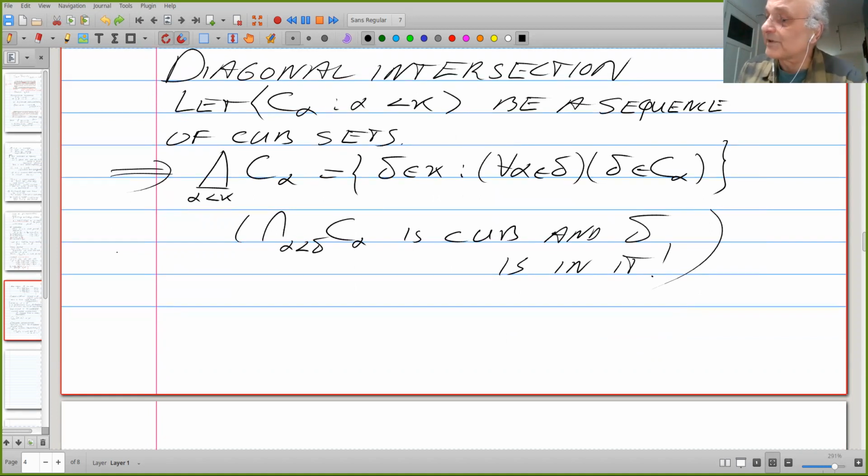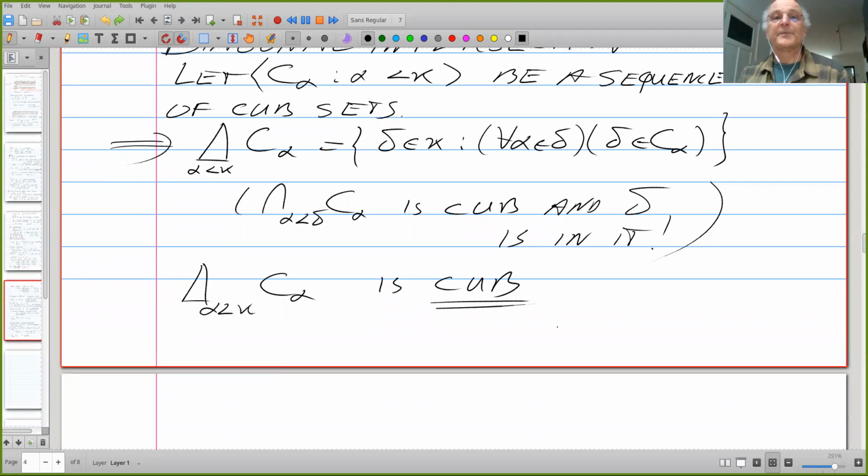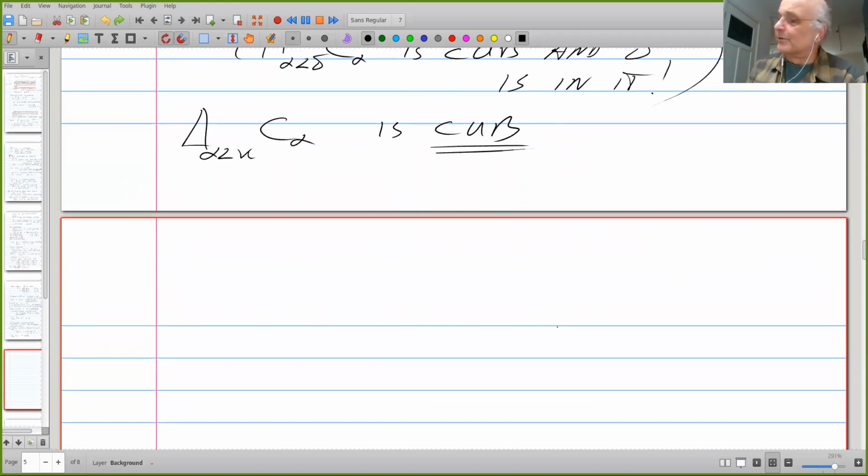And what does the theorem say? This diagonal intersection is also closed and unbounded. Now, that's a remark. This is nothing topological. This is really combinatorial. And so we also have to prove that it is closed.